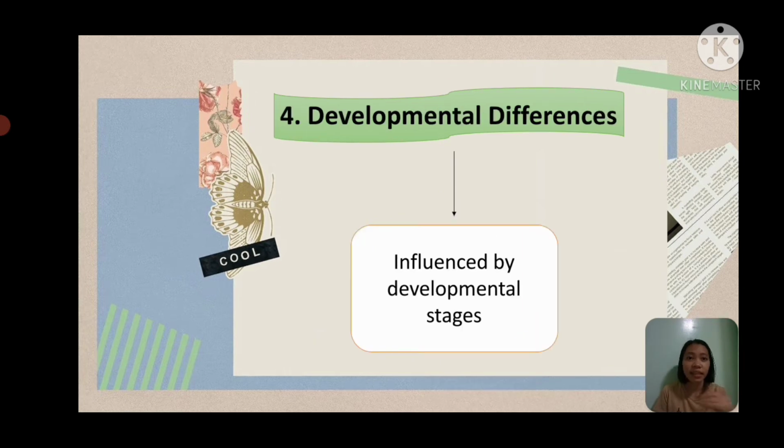So the next and last of the developmental factors is developmental differences. Children are influenced by developmental stages. These are the children that are influenced by developmental stages, with or without disabilities. If they are a person with disability, LGBT, clumsy, and other differences.